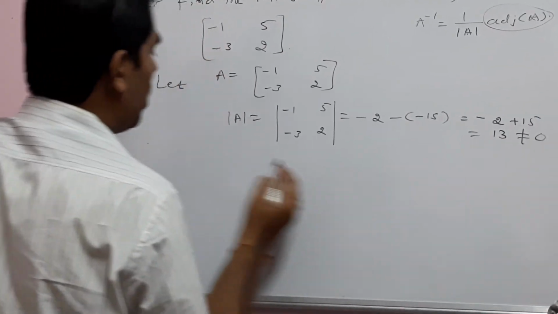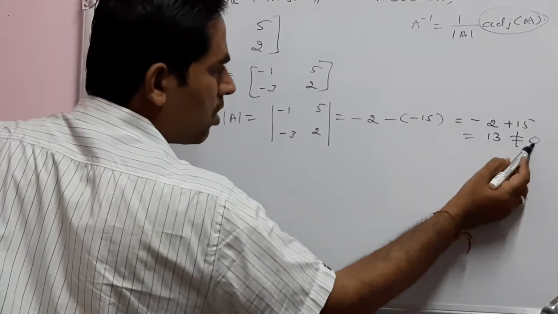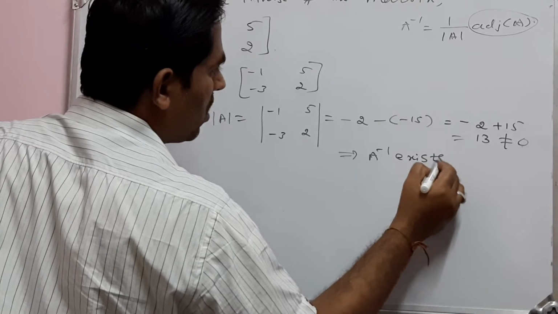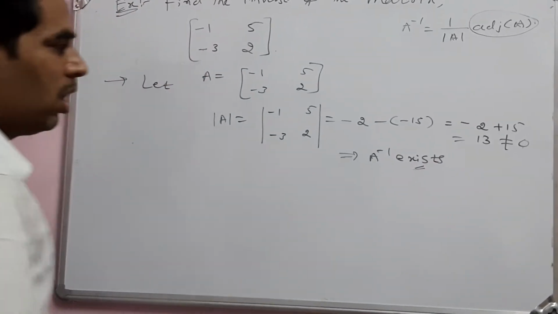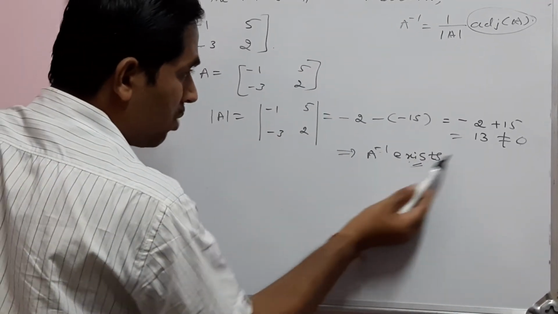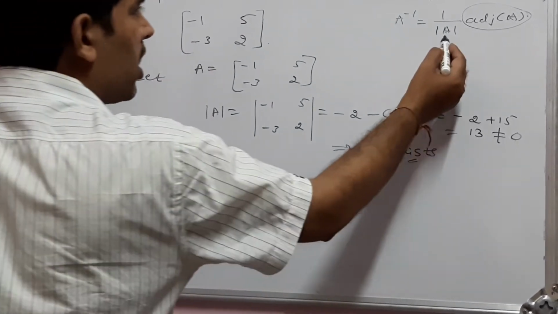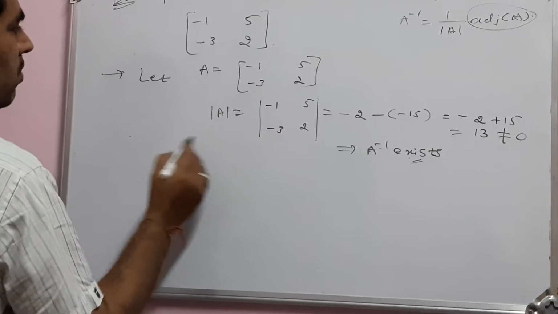This is non-zero, not equal to 0. The determinant of A is non-zero, which implies A inverse exists. This is the point you have to note down. A inverse exists means the determinant is non-zero. If it is 0, then the inverse does not exist. That's why we said the determinant of A is not equal to 0. Then let us find the adjoint here.